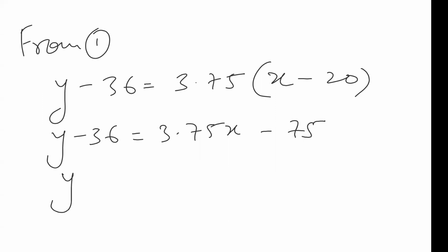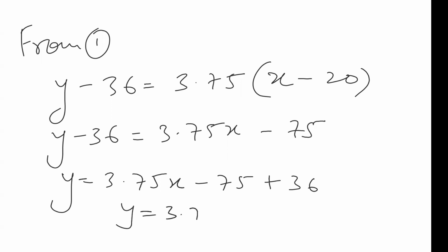Fine. So y is equal to 3.75x minus 75 plus 36. Y is equal to 3.75x minus (75 minus 36). What is 75 minus 36? So this is 9 and this is 3. So it is minus 39.